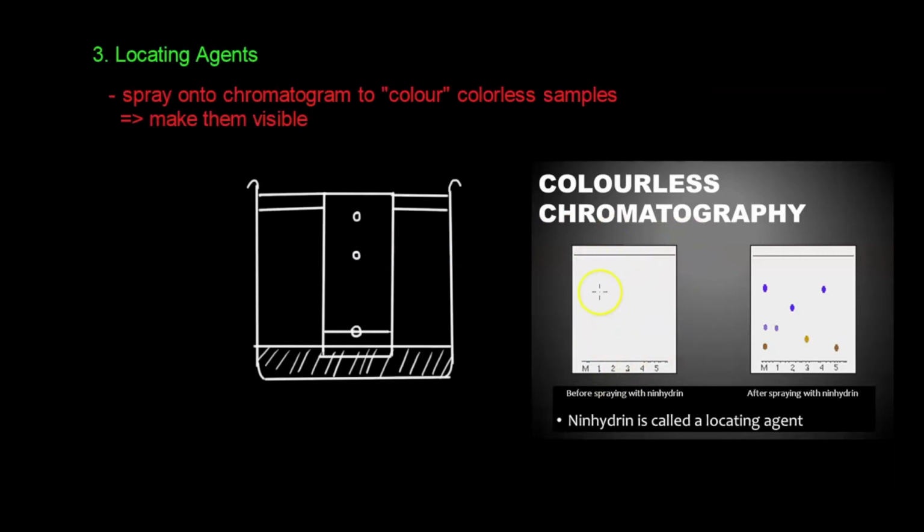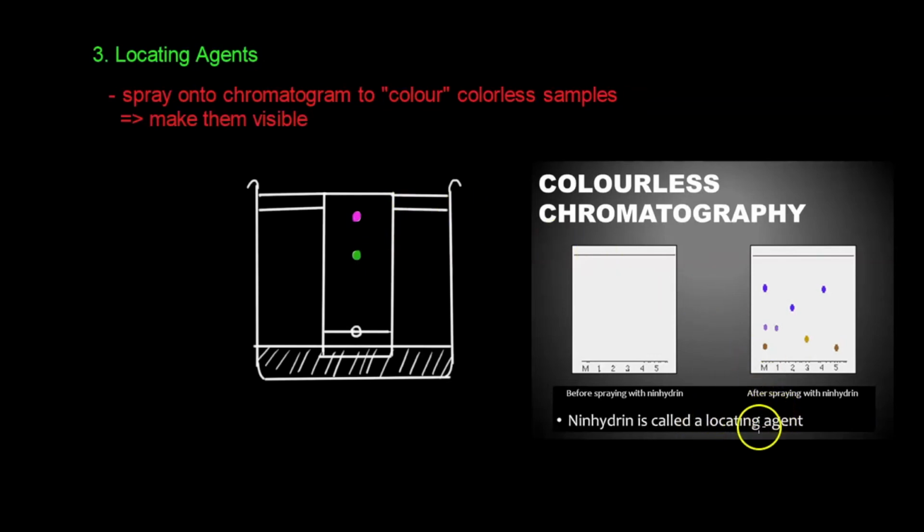I let the experiment run. There's nothing to see. But after I spray something called a locating agent, I can accurately see where the dots are. How this happens is that the locating agent actually binds to the substance here, and the binding actually causes it to have color. So now my molecule has colors for me to identify. For example, this becomes green and this becomes pink. And from here I can do, for example, RF calculation and so on. And hence this is called a locating agent.